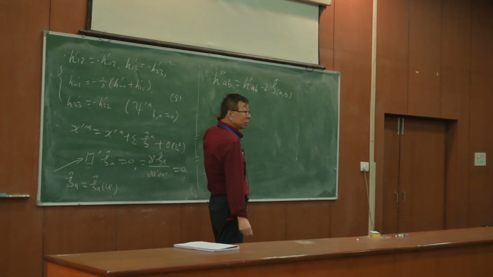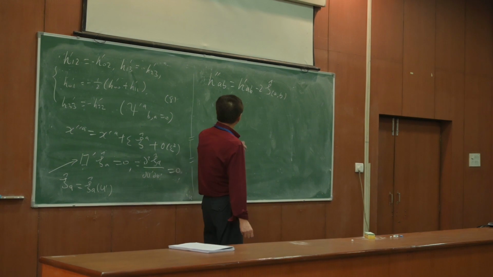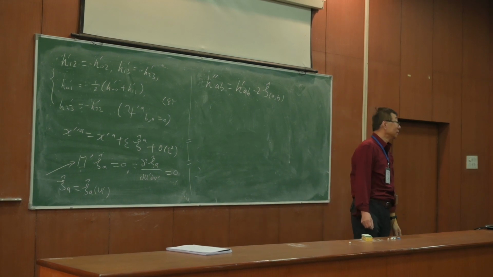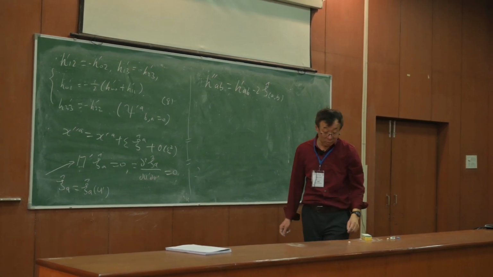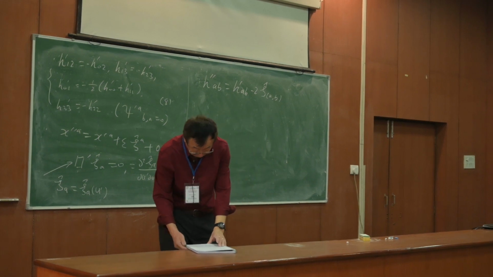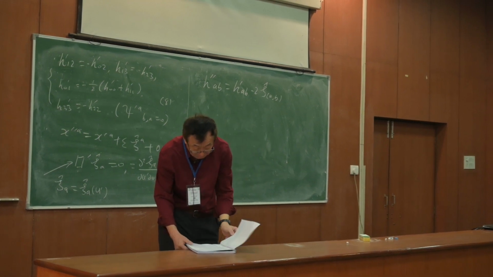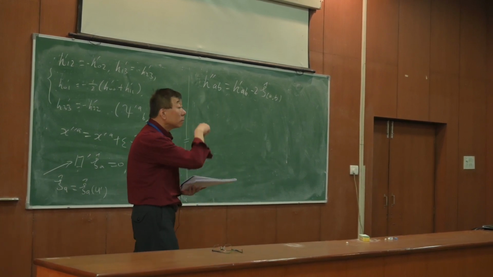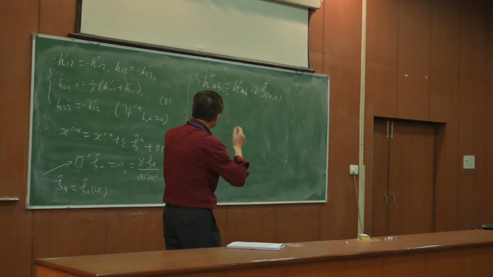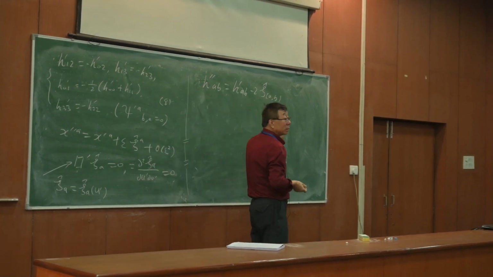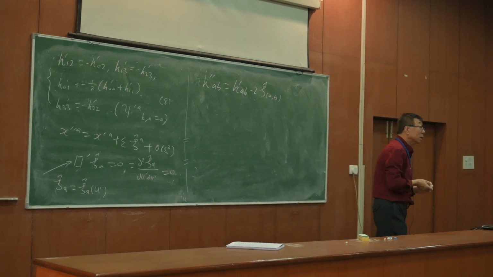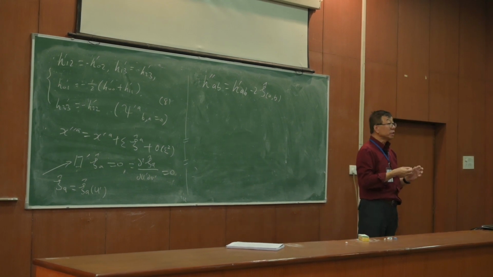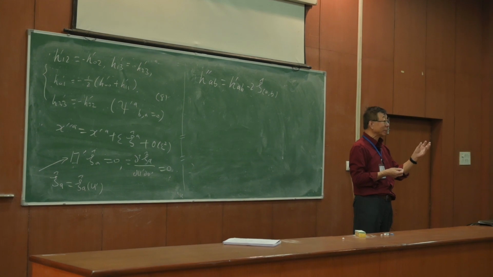H00, H01, H02. If I purposely choose this one, I will kill the other terms. So this is the logic. By properly choosing the zeta functions, we kill off the other terms. How do we know that choice is unique? That choice is not unique, but the degree is unique.